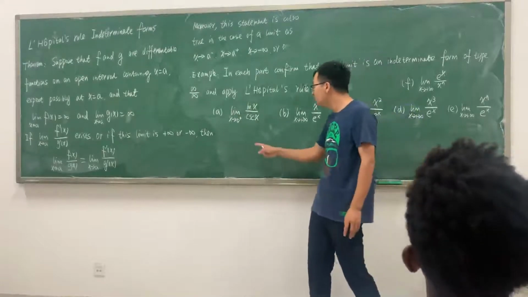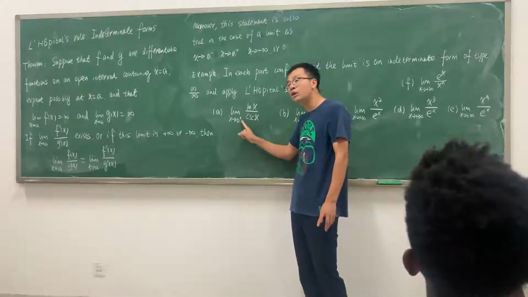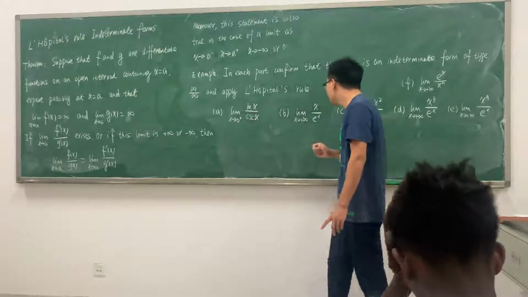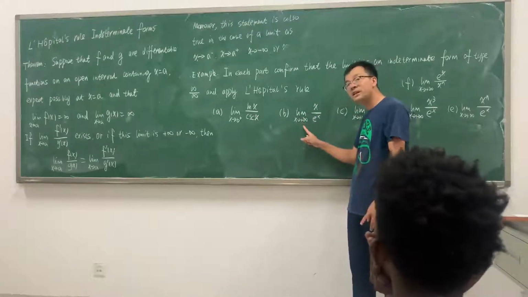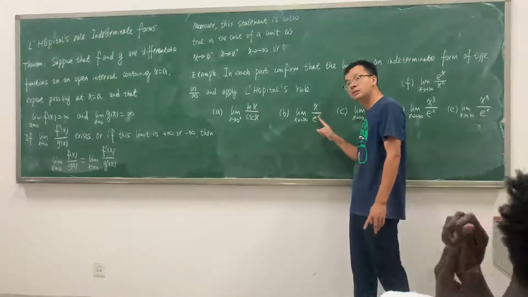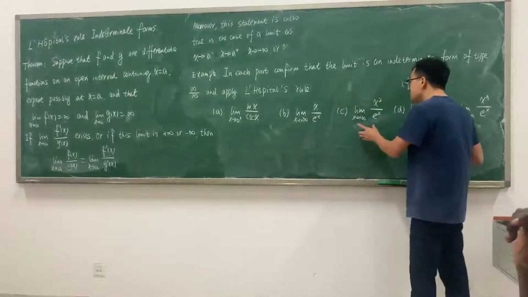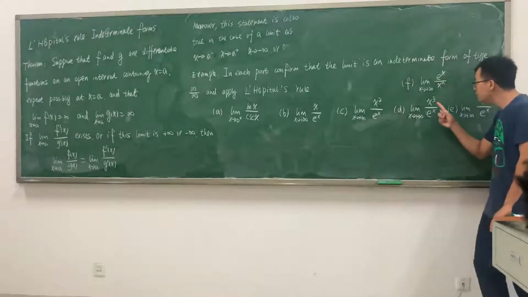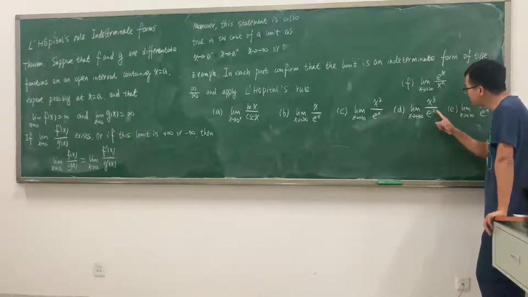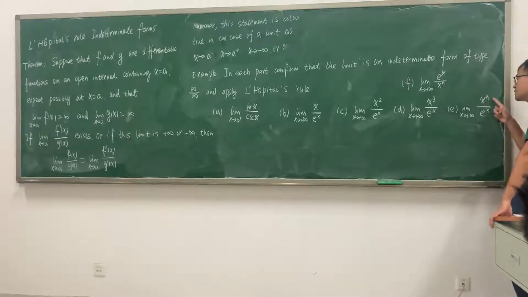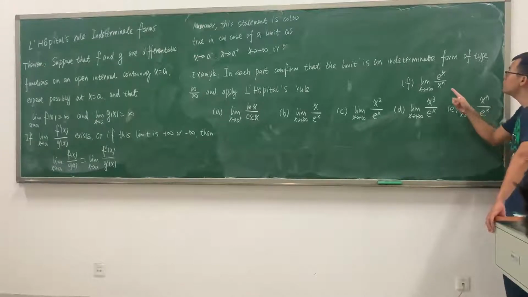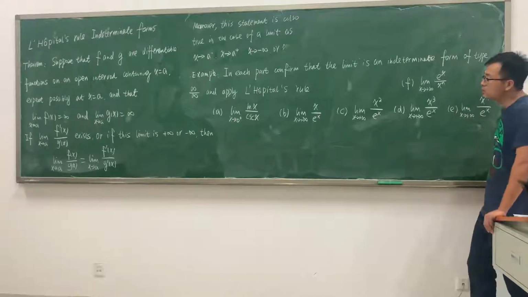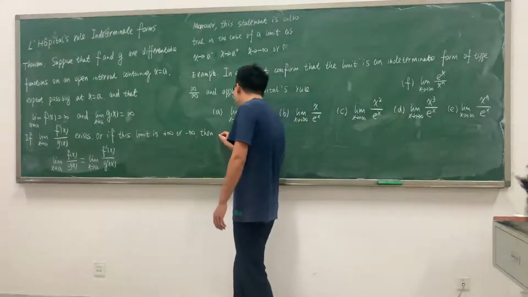Number A is the limit as x approaches 0 from the right of ln x divided by cosecant x. The second is the limit as x approaches plus infinity of x by e^x. Here is x squared by e to the power x, and here is x cubed by e to the x power, and here is x to the nth power, and this is e^x by x to the nth power. So the first one, number A.